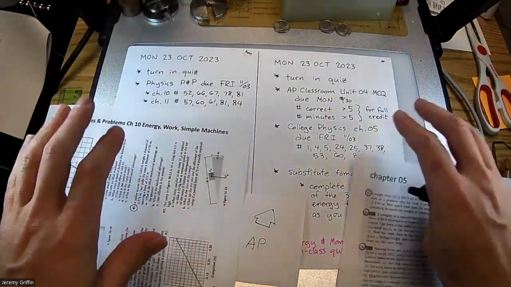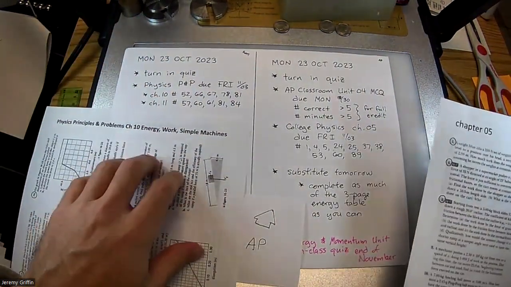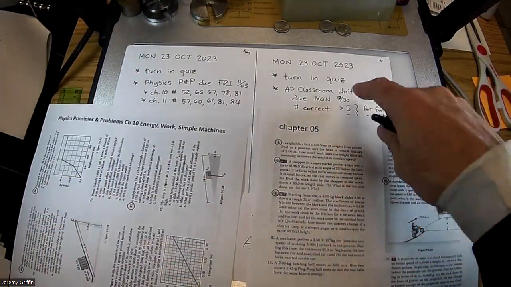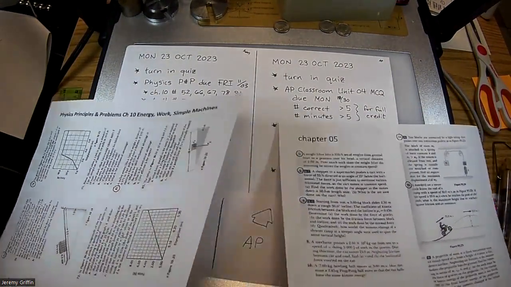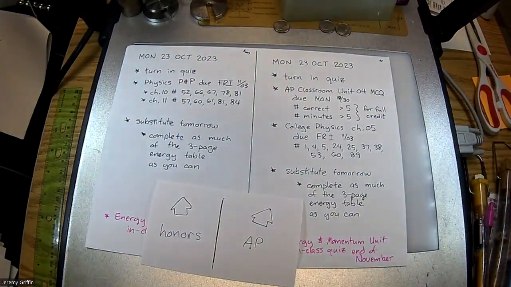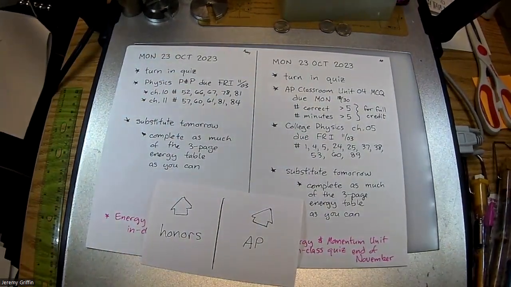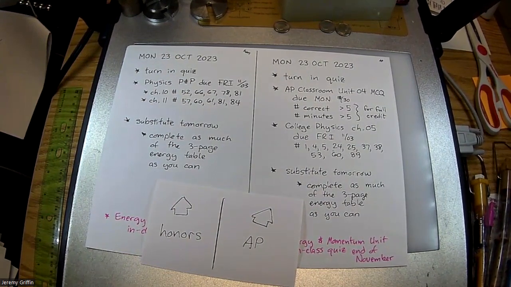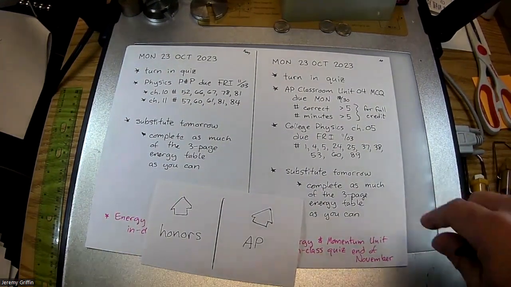My honors students get chapters 10 and 11 from Physics Principles and Problems. AP, you guys get chapter 5 from College Physics. I've circled 10 questions on each one. Those are the ones I'm eventually going to pick up from you about 2 weeks from now. So not this coming Friday, but the Friday after.